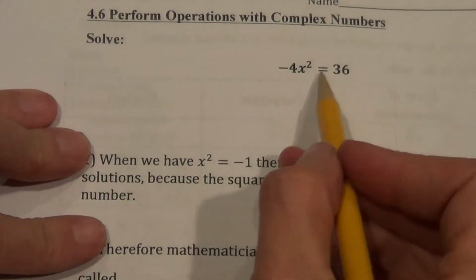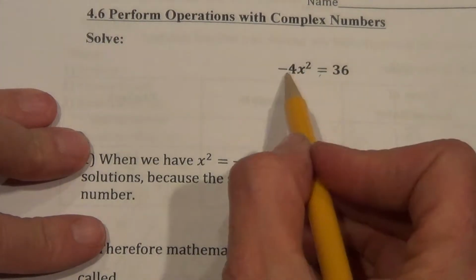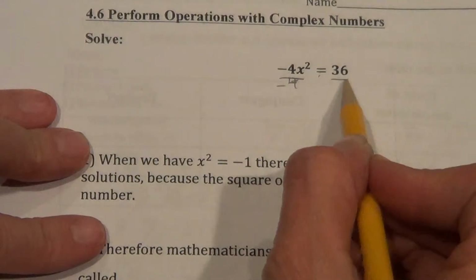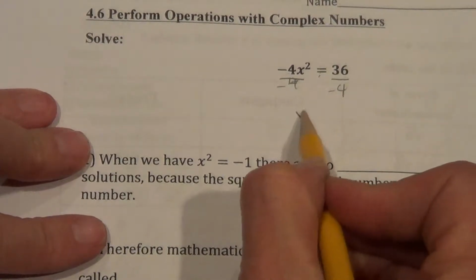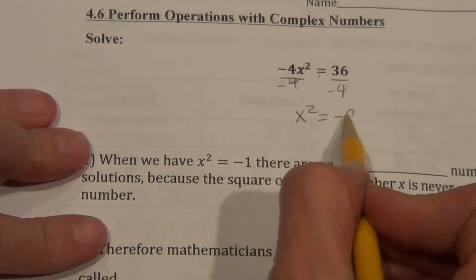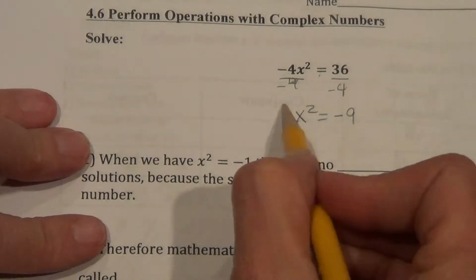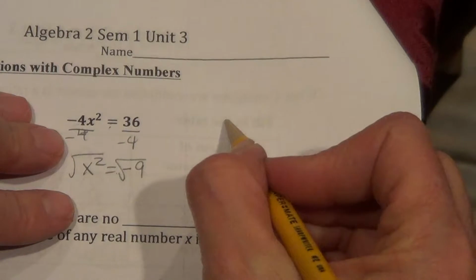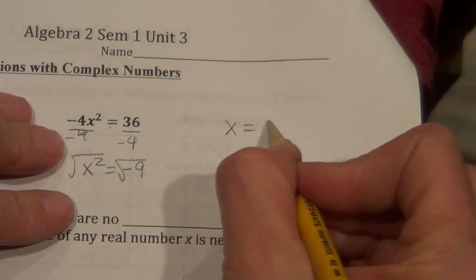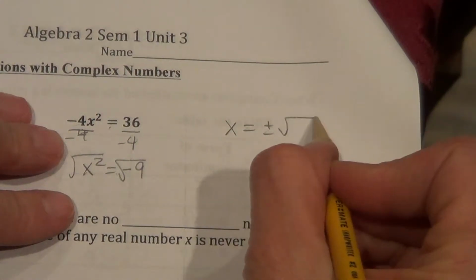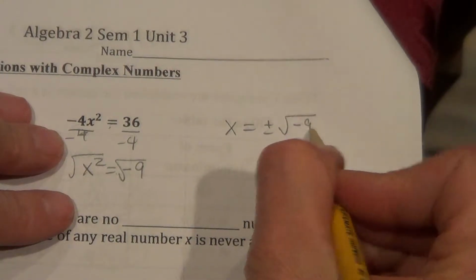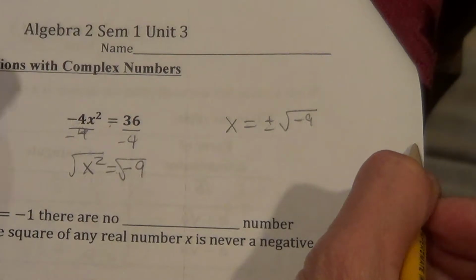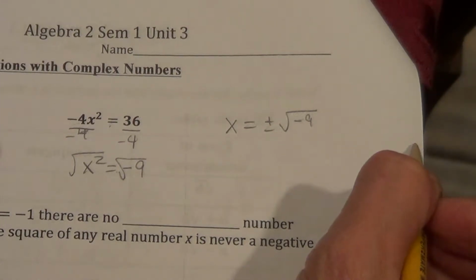We were solving quadratics, so what would happen if we did this? We'd have to divide by -4, correct? Divide by -4. We'd end up with x squared equals -9. Well, now we take the square root to get rid of that squared sign, and we have x equals plus or minus square root of -9. Do we have any numbers that can multiply by themselves and get a negative number?